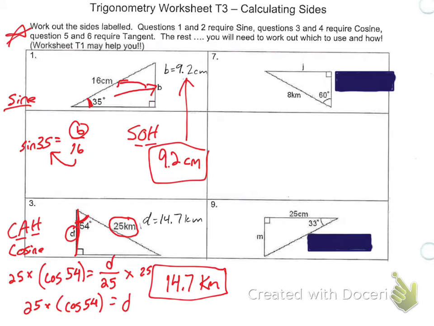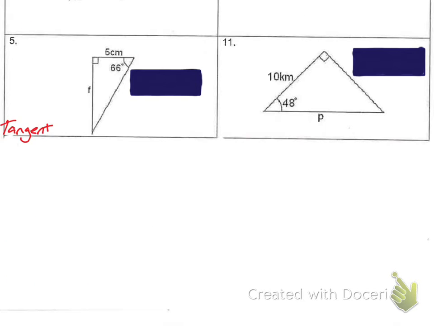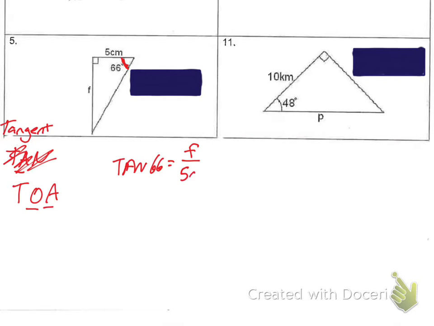All right, I'm gonna go down to number 5 here. So this one's tangent, so that's TAN. And that's adjacent. Oh, sorry, that's not TAN. It's SOHCAHTOA, so it's TOA. So that's opposite over adjacent. So start off with my angle right here, and that's 66. So that's going to be tangent 66 is equal to, and then I'm going to do opposite over adjacent. So my opposite is F, and my adjacent is 5 centimeters. You can just put 5 if you want.